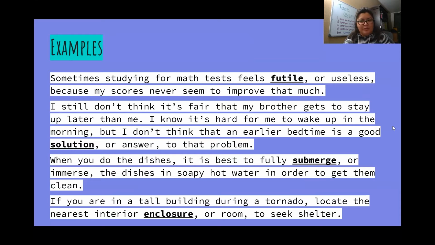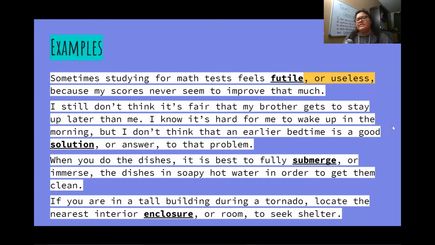What was the thing that we just talked about? Our clue is going to be after a comma. And if we look at it, we have our word that we're looking for the meaning of, which is futile. It's followed by a comma, and then it says, or useless. That's our clue for what it means. That is our synonym. So let's look at our second one.